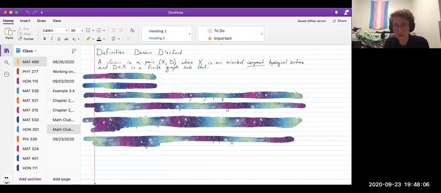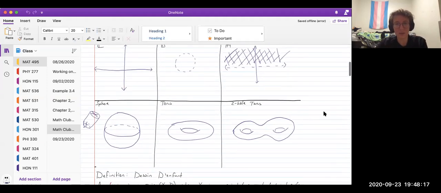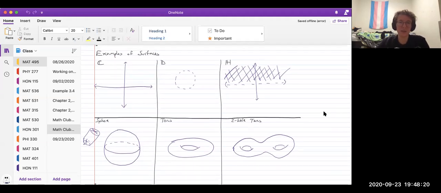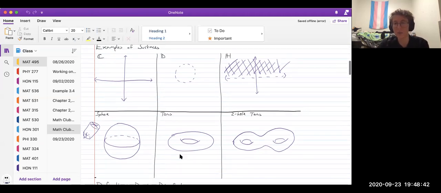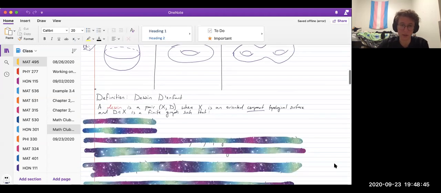Compact basically means that we don't want our surface to go on forever or to have any fuzzy edges. So of the examples we drew, the complex plane is not compact because it goes on forever. The disk is not compact because it doesn't include its boundary. And the same with the upper half plane, whereas the sphere, the torus, the two-hole torus, and any other number of hole torus will all be compact. So these down here are the types of surfaces we're going to be talking about.